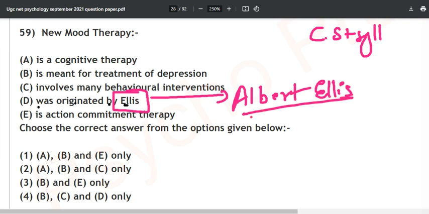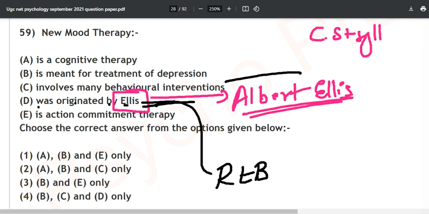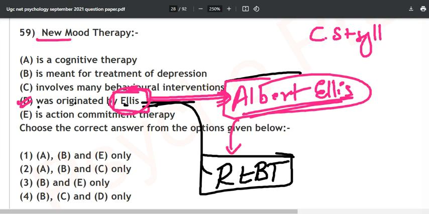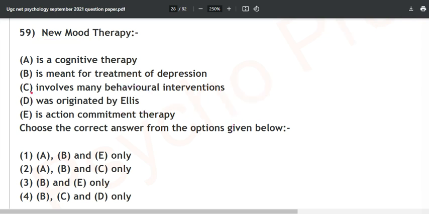If not, then you are not reading things properly, because as soon as you read this Ellis thing, you will be reminded of REBT. It is mentioned in the NCERT as well, or any general psychology books. As soon as you saw this Ellis, you know Albert Ellis is talking about rational emotive behavior therapy. We are talking about new mood therapy, not related that much. So we can eliminate option D from here.